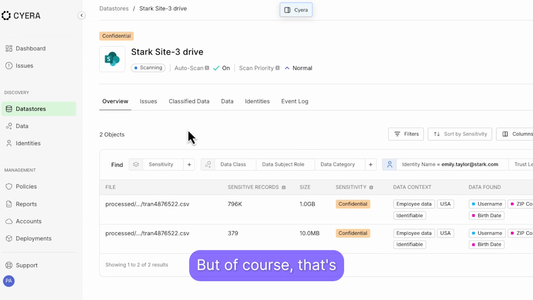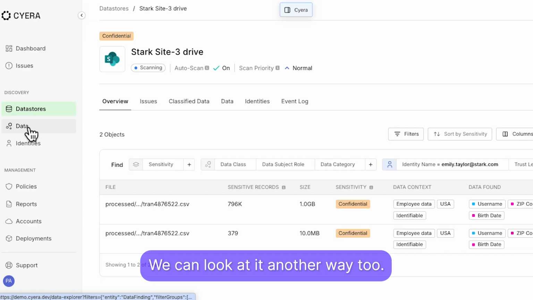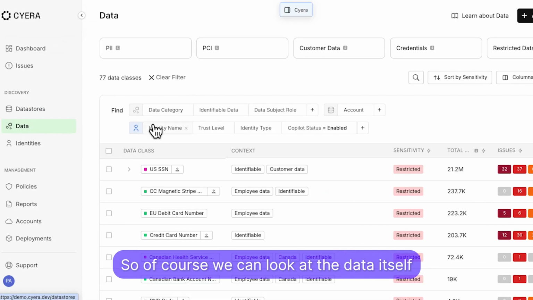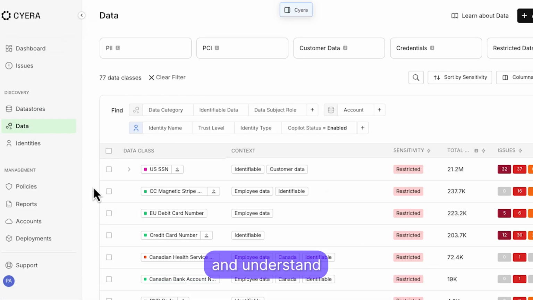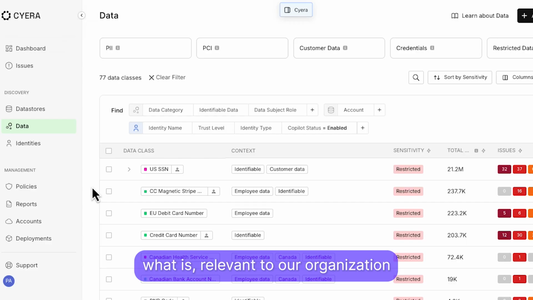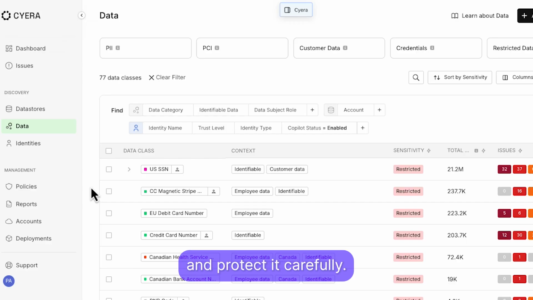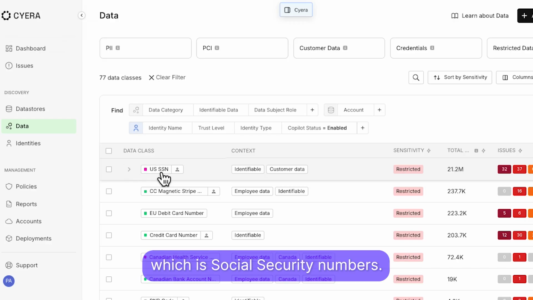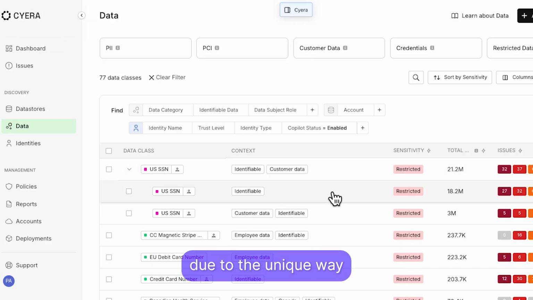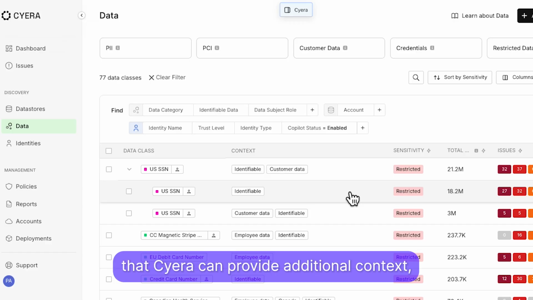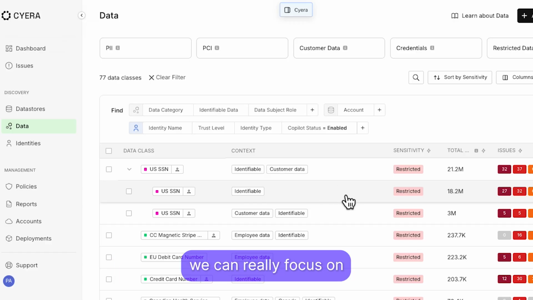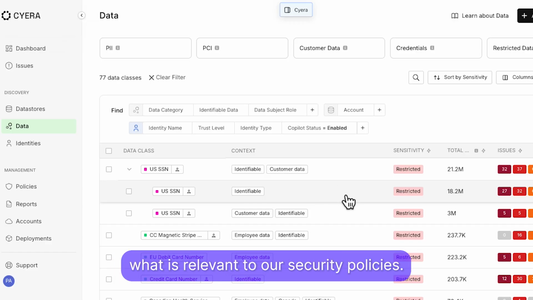But of course, that's just one way of looking at the data. We can look at it another way too. We can look at the data itself, understand what is relevant to our organization, and protect it carefully. In this simple example, I'm just going to focus on something very specific, which is social security numbers. But due to the unique way that Cyera can provide additional context, we can really focus on what is relevant to our security policies.